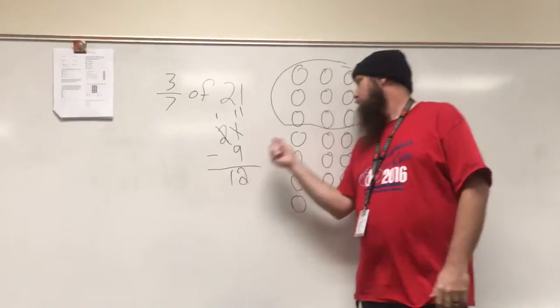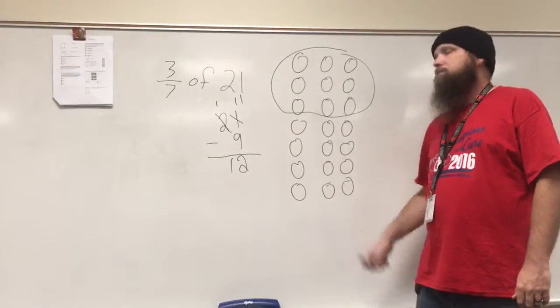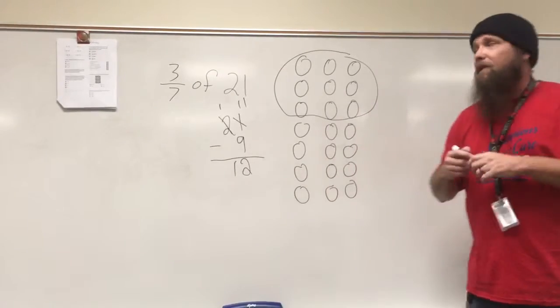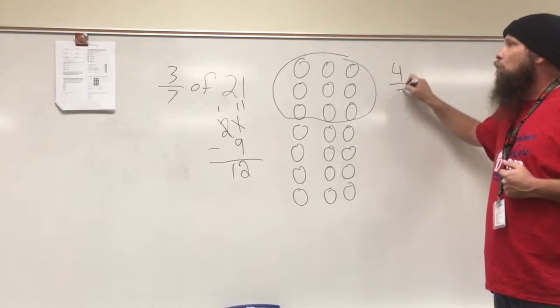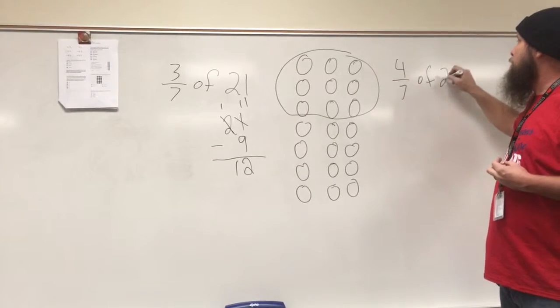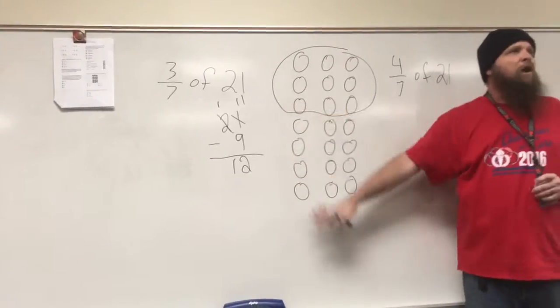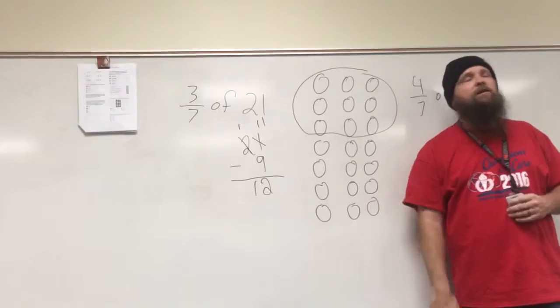Or we could have changed it to how many he had left. If he gave away 3/7, he kept 4/7 of the 21. So there are several ways you could do this. You need to really recognize the counter way though, because that's probably how you'll see it written.